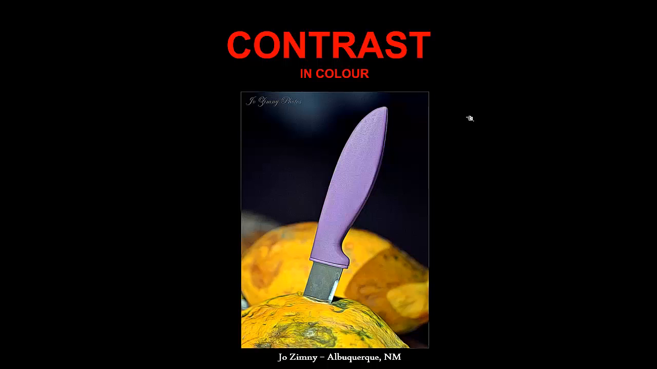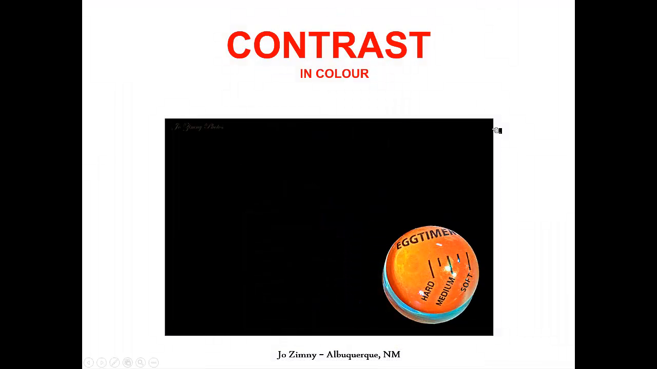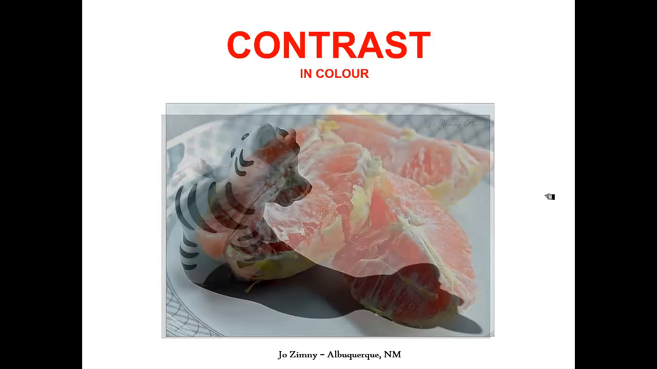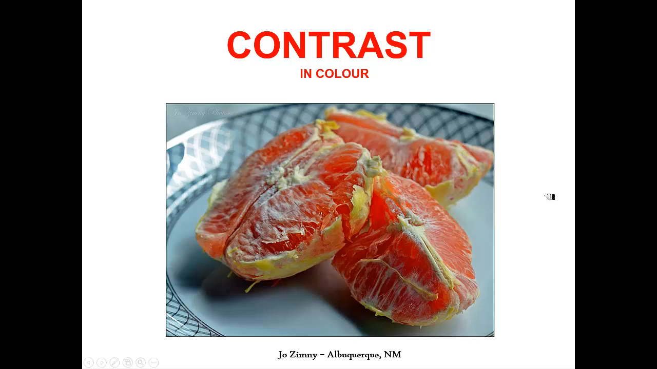And so, if you take a look at this image here, you'll see that we have contrast in color. So the knife, the purple knife into the squash. We have a contrast in color here. So basically a black background with the egg timer that's sort of lit up. We have a contrast in color here. We have our shadows versus our lights. Take a look at this one. Very much contrasting colors here.